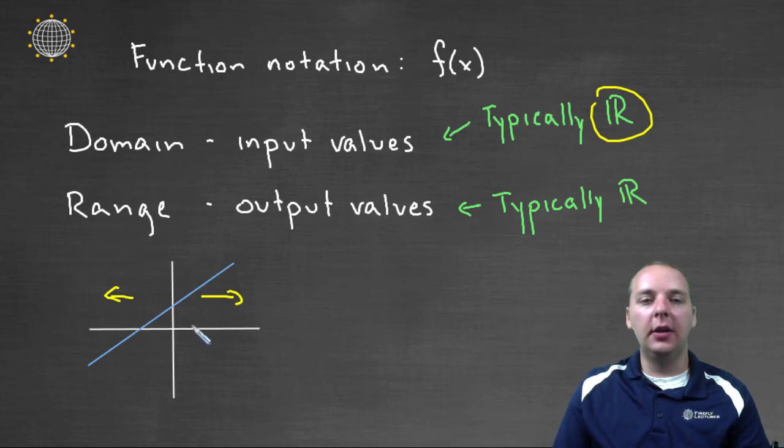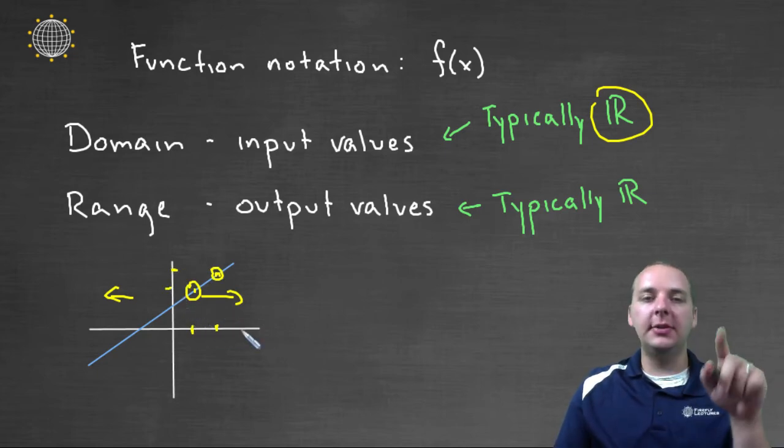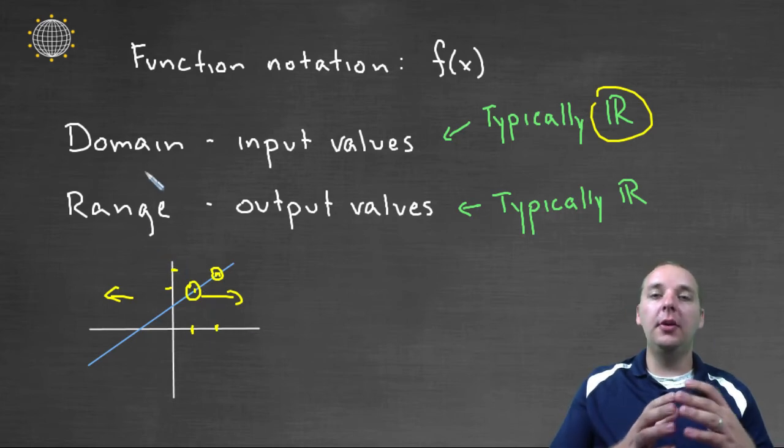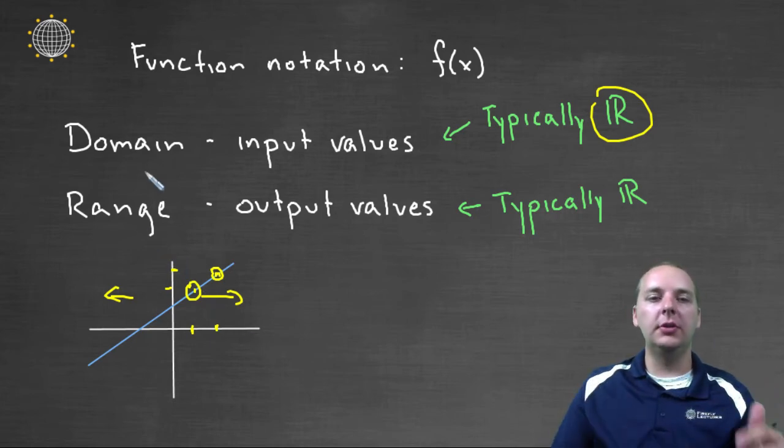Let's try a few. Look at this x value. Does he have a y value? Yes, he does, right here. How about this x value? Does he have a y value? Yes, he does, right here. Every x value you would plug into maps to somewhere on the y-axis. And so the domain would typically be all real numbers.